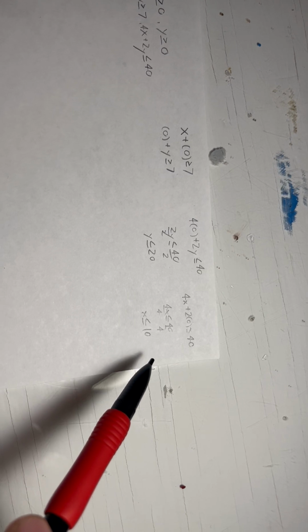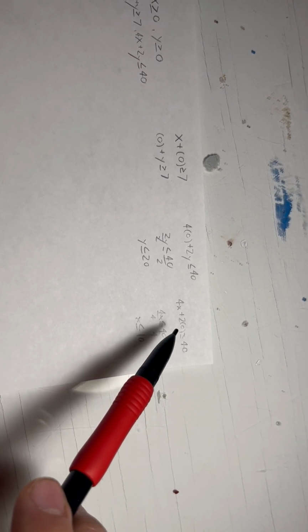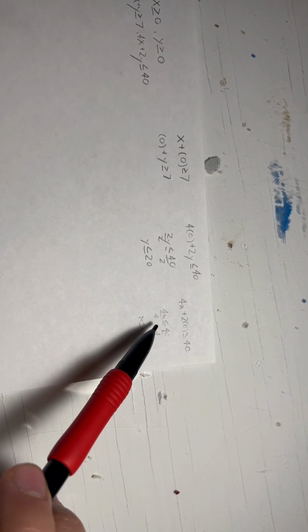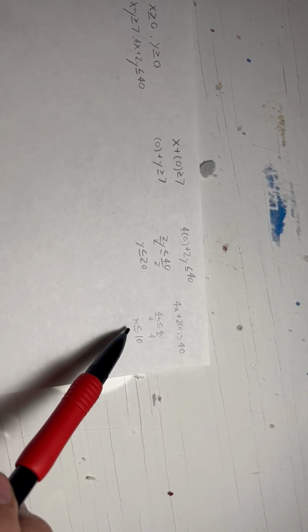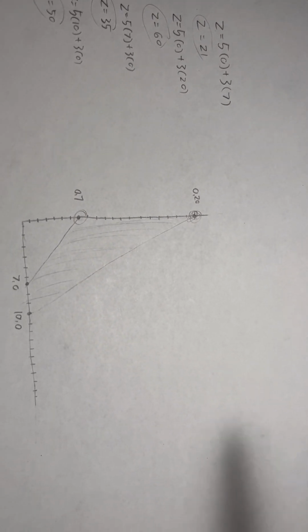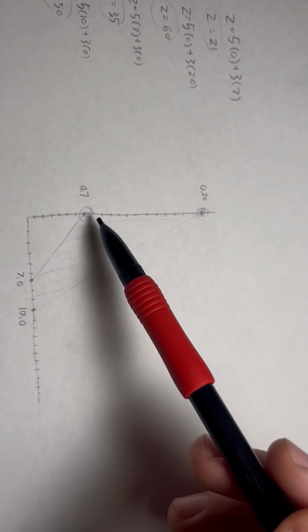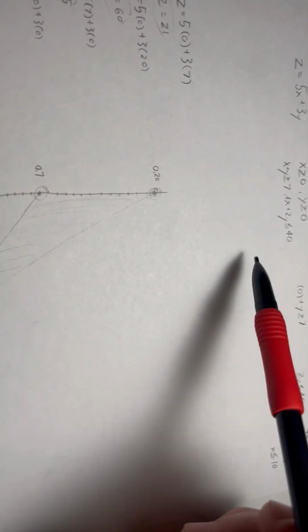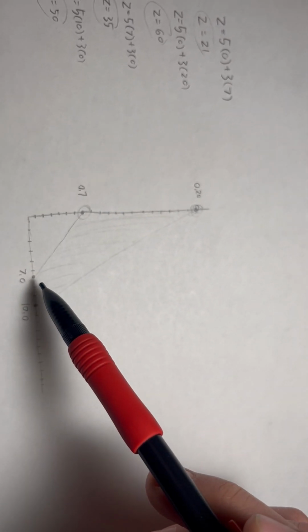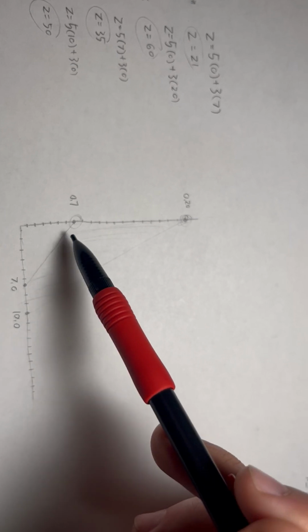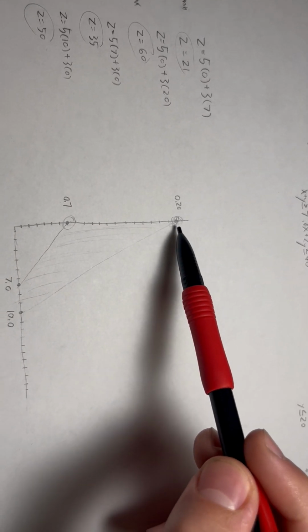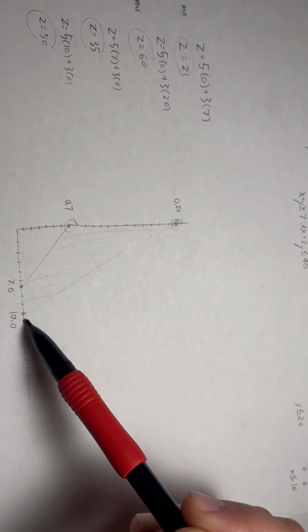Plugging in the same for y, 4x plus 2 times 0, again, nothing here. We can divide by 4 on each side, we get x is less than or equal to 10. Below, I've plotted the points. We have 0, 7, which is these equations here. So 0, 7, and 7, 0. This is the x and y intercepts, respectively. And the other function is 0, 20, and 10, 0.